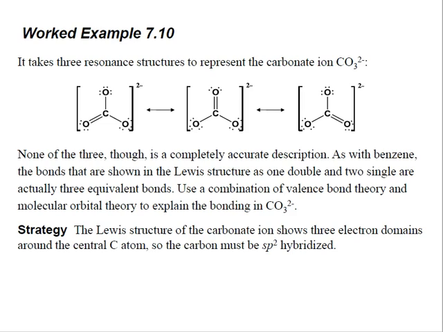7.10, it takes 3 resonance structures to represent the carbonate ion, which is CO3 with a -2 charge. Here are our 3 Lewis structures, and the only difference is just the movement of the electrons in this double bond. So we have 1, 2, and the 3rd resonance structure. None of the 3, though, is a completely accurate description. As with benzene, C6H6, the bonds that are shown in the Lewis structure as 1 double and 2 single are actually 3 equivalent bonds.